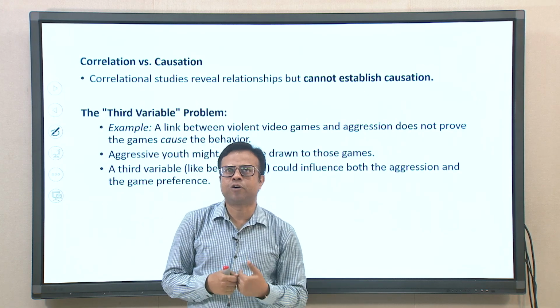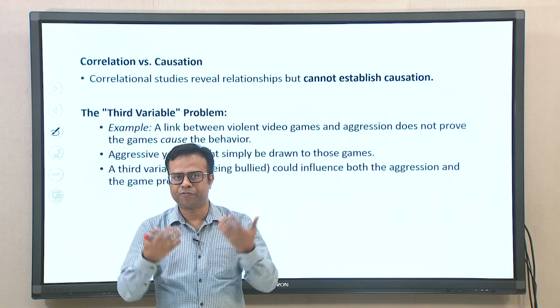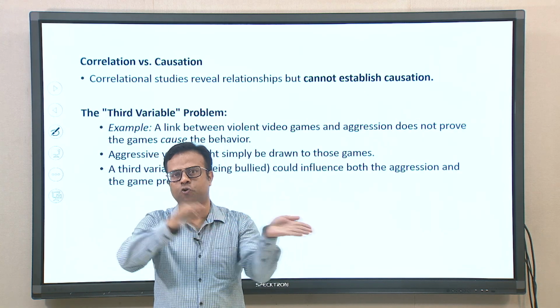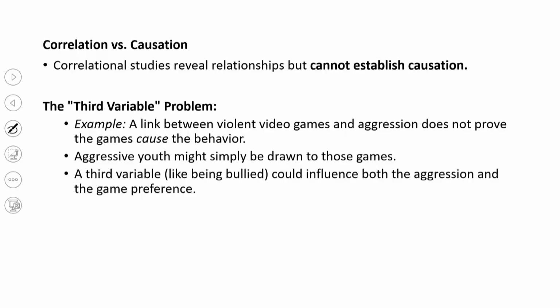Now, one thing we should remember is that correlation does not mean causation. If two variables are related, that does not mean one is causing the other. They are just related. There may be a third factor which is causing it. So, correlation does not mean causation, that is very important to understand. The third variable problem is always there. For example, take the link between violent video games and aggression. If there is a positive relationship between violent video games and aggression, it may not be that the video game is directly causing the aggression. There can be a third factor which is causing the behavior. For example, aggressive youth might simply be drawn to these video games.